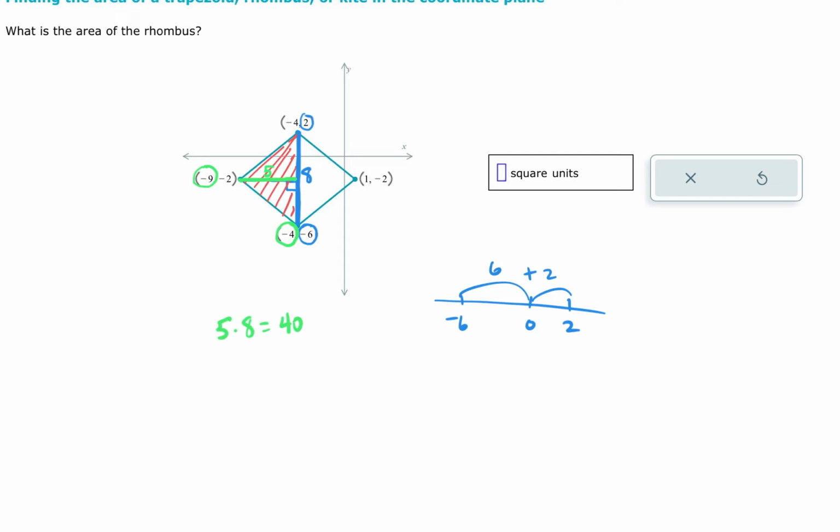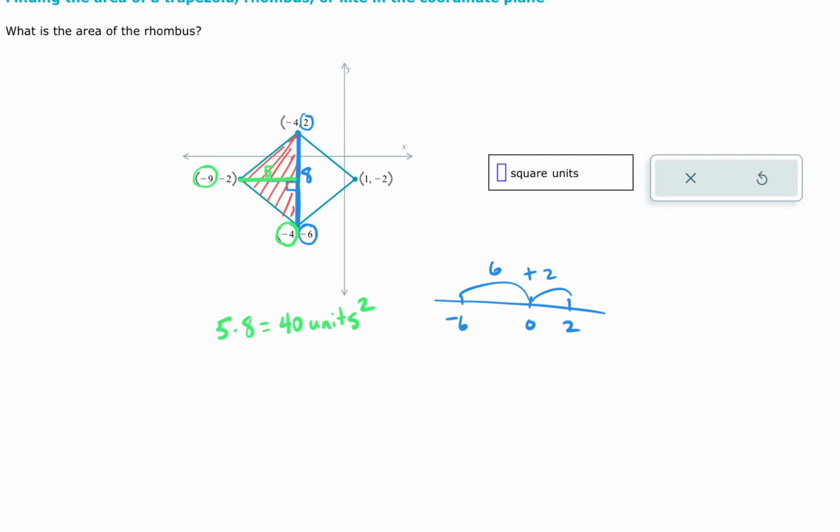Now, for this red triangle here, we would divide by 2, but honestly, we don't really need to do that, because if I divide by 2, I'll get 20, and then I'm just going to have to add another 20 for this side anyway. So 40 units, not units, square units, is already the area of this rhombus.